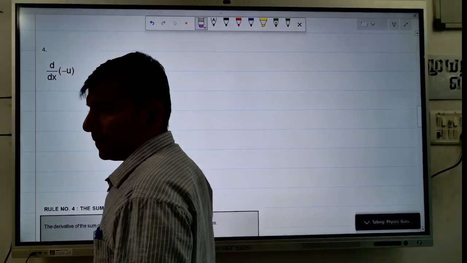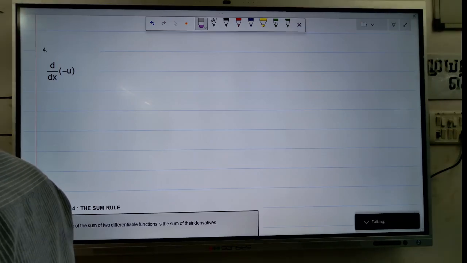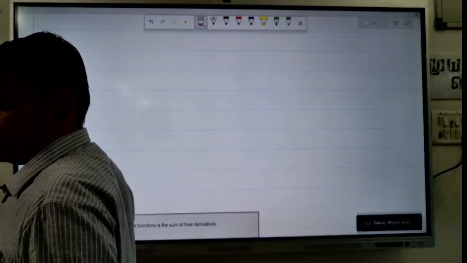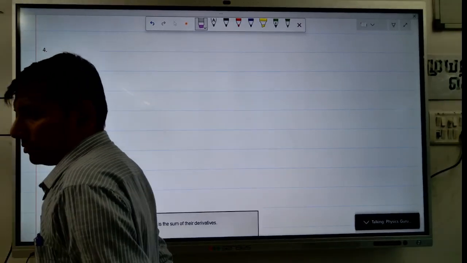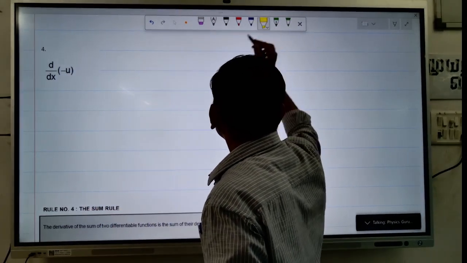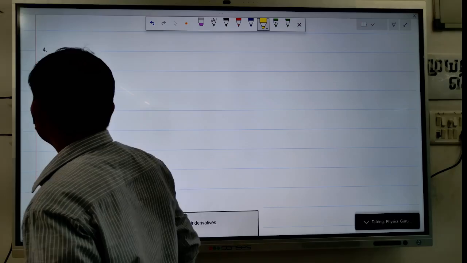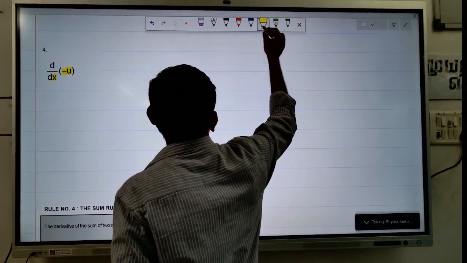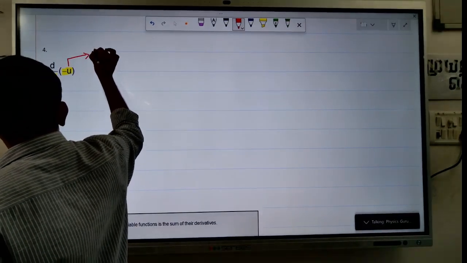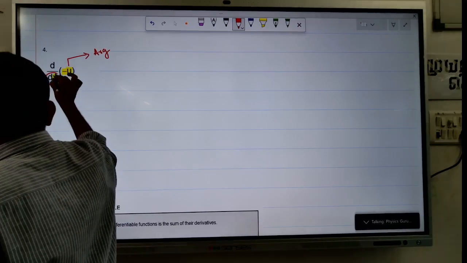This is a little tricky. D by dx of u, that is minus u you have. How will you resolve it? This is why I told you, always focus on whether this quantity and this quantity are same. What do we call this? This quantity is called the argument, and this quantity is called the function.